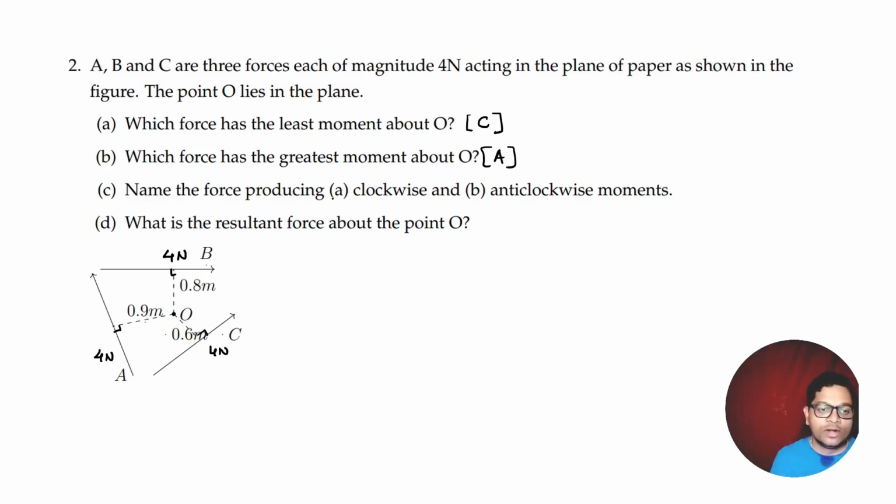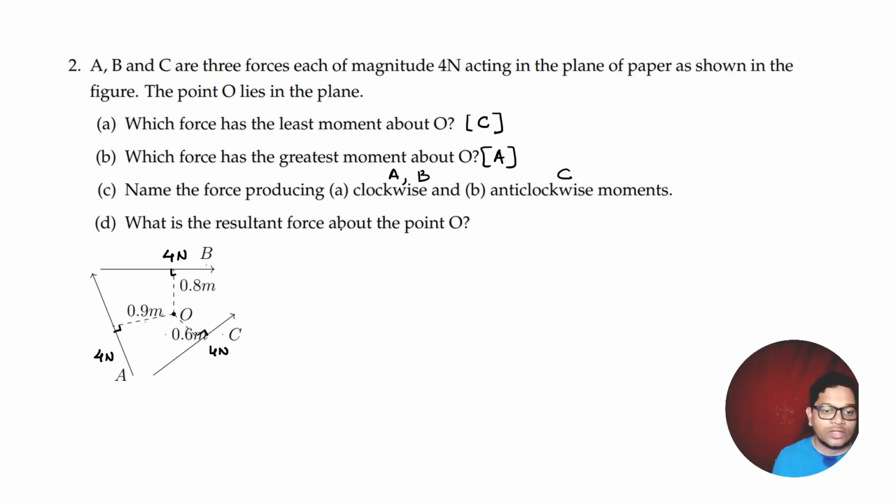Now name the force producing clockwise moment. For clockwise, we will look at the ones turning that way. So here you have A, which is clockwise, B also. So the answer is A and B. But if you look at force C, that is turning it anti-clockwise. So anti-clockwise is force C.